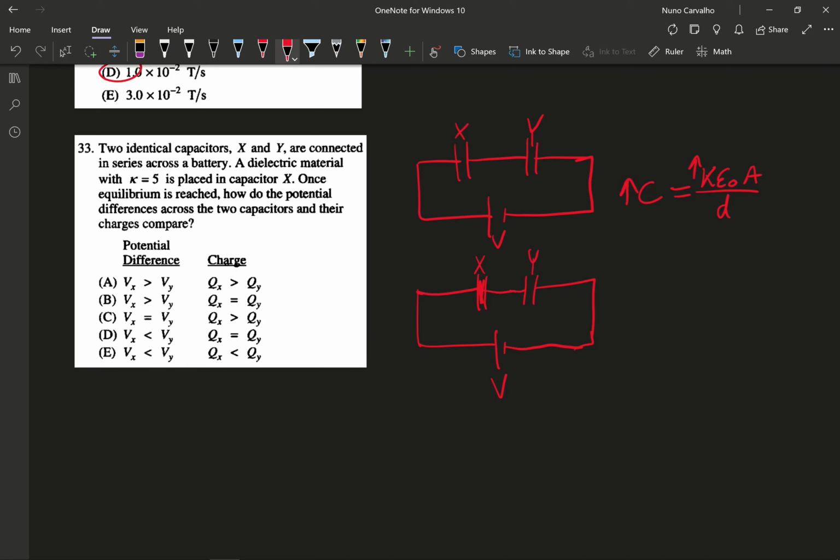So that means that the capacitance is increasing, and it's increasing by a factor of 5, by the way. So we have here a 5C capacitance. Let's just say here we have C, and here we have C for both. Okay, so now we need to also think about what's going to stay fixed and what's going to change in this problem. Can the voltage across X and the voltage across Y differ? Yes, they can.